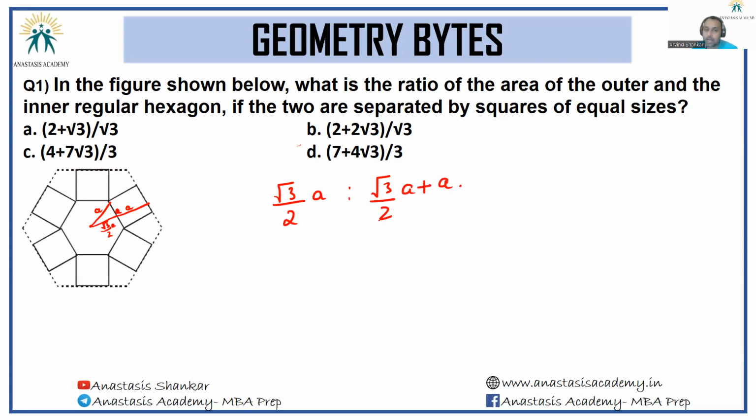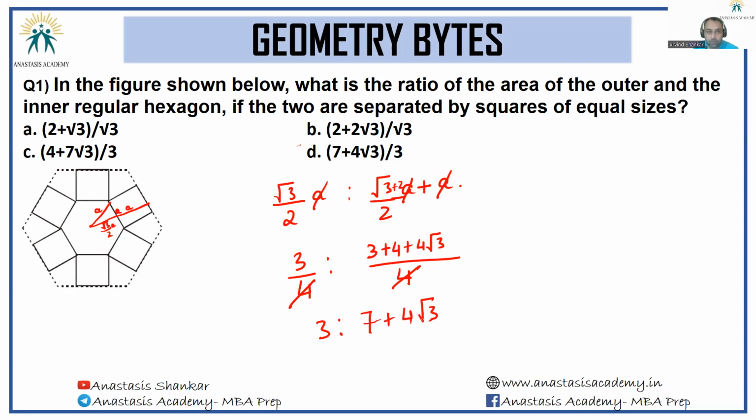This is the ratio of dimensions. So if I need the ratio of area, I simply need to square this up. In fact, let me write it as root 3 plus 2, whole thing by 2. So I will get 3 plus 4 plus 4 root 3, divided by 4. So this and this will get cancelled. So I have 3 is to 7 plus 4 root 3. They wanted me in the order of outer to inner regular hexagon, so our correct answer will be option D.